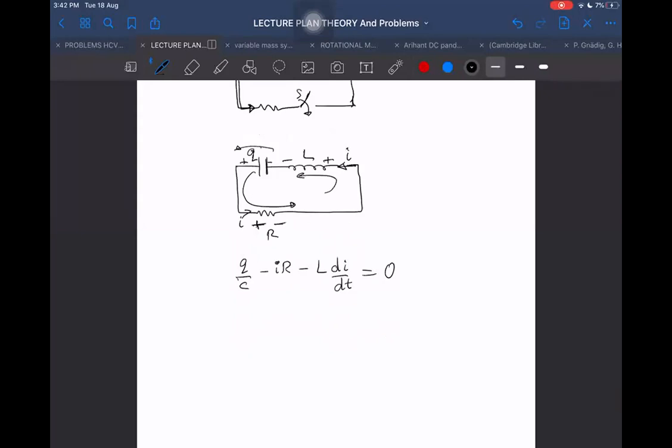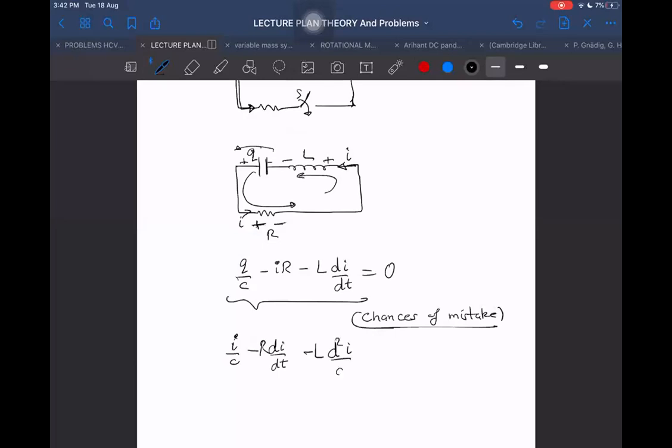Now differentiate again. After this, students commit mistakes; there are very big chances of mistake here. If I differentiate here, then I should not put this as I by C, minus dI by dt into R, minus L into d square I by dt square equal to 0. Is it the right equation, or have I already committed some mistake here?